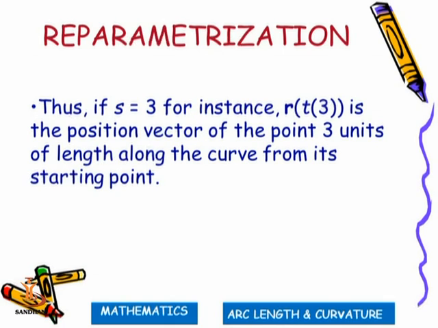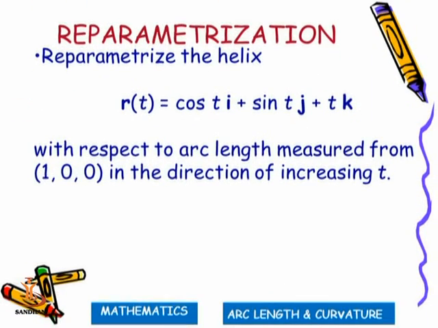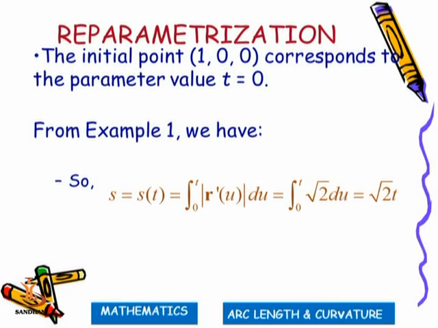If s equals 3, for instance, then r(t(3)) is the position vector of the point 3 units of length along the curve from the starting point. So, reparametrization. We have seen that r(t) = a cos t i + sin t j + t k, with respect to the length measured from (1, 0, 0) in the direction of increasing t. So the initial point is (1, 0, 0), corresponding to the parametric value t = 0.